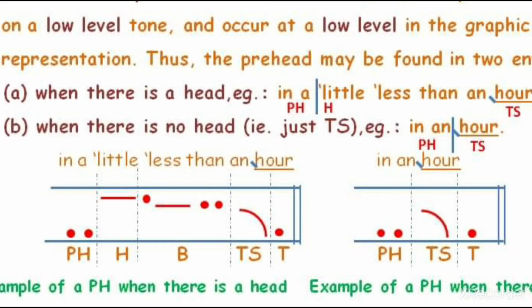Little, little, little. Li is the first stressed syllable, and it is represented by a long dash at a high level. Tle is not stressed, so it is represented by a dot. Less, long dash. Then "an", two dots. The TS is "hour". So the TS is the first syllable of "an hour", from a mid-level to a low level, and the tail, the schwa at the end, constitutes the tail at a low level.